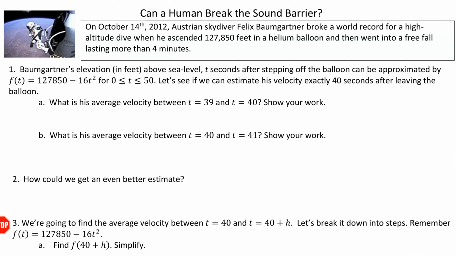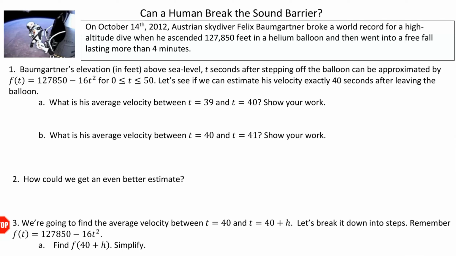On October 14th, 2012, Australian skydiver Felix Baumgartner broke a world record for a high-altitude dive when he ascended 127,850 feet in the helium balloon and then went into a free fall lasting more than 4 minutes. Baumgartner's elevation above sea level, t seconds after stepping off the balloon, can be approximated by this function for time between 0 and 50. Let's see if we can estimate his velocity exactly 40 seconds after leaving the balloon.